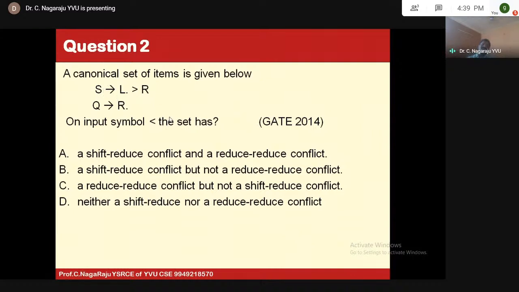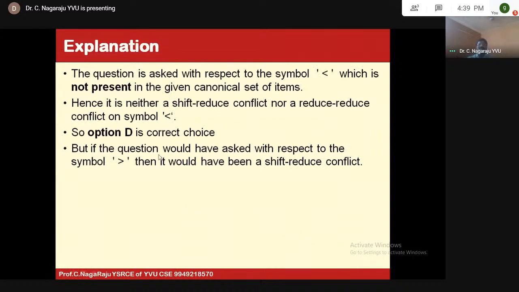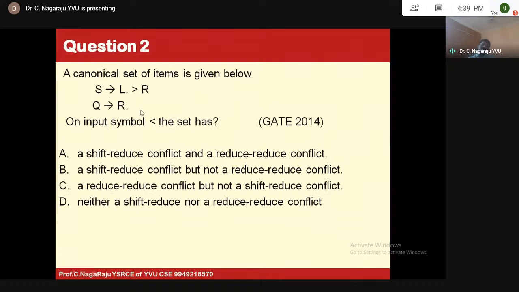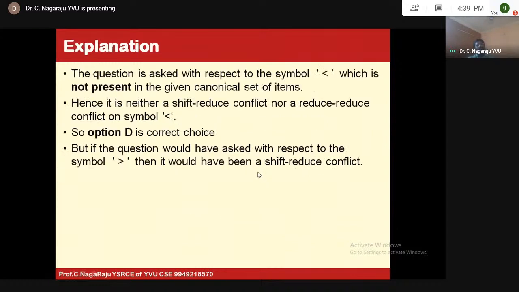Suppose the greater than symbol was mentioned here, then what will happen? Then it would be a shift-reduce conflict. Generally we can use shift-reduce conflict. If you ask with the greater than, you can get the shift-reduce conflict, but less than means the symbol is not included in this, that's why it is not added. So for this question, the answer is D, neither a shift-reduce nor a reduce conflict.